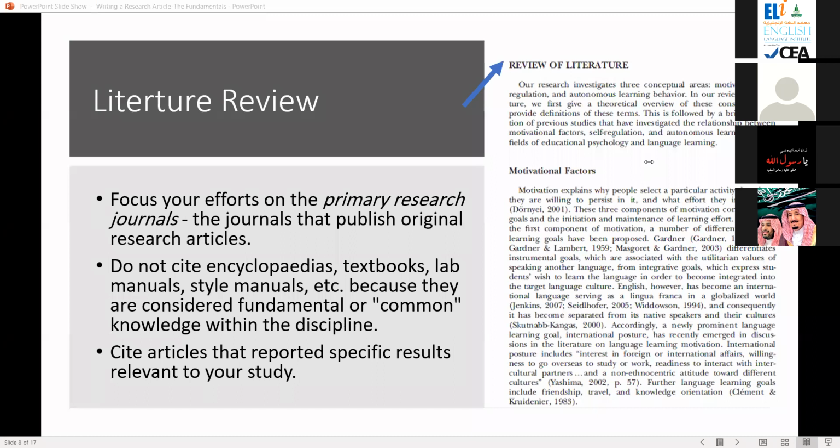Textbooks, they're not research. Again, you want to look at original research, because textbooks usually include common knowledge. So it's not original research. Usually in studies, you include original research.